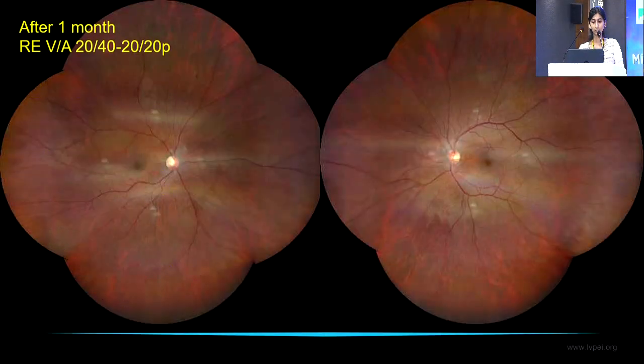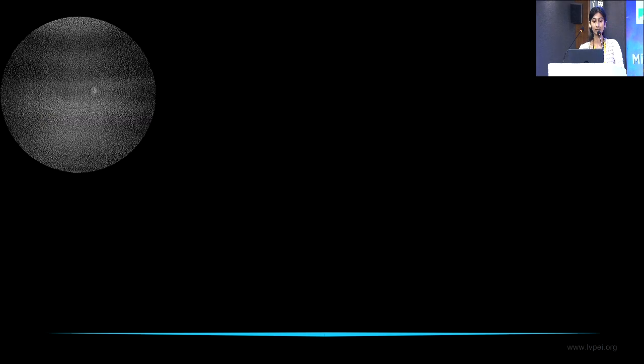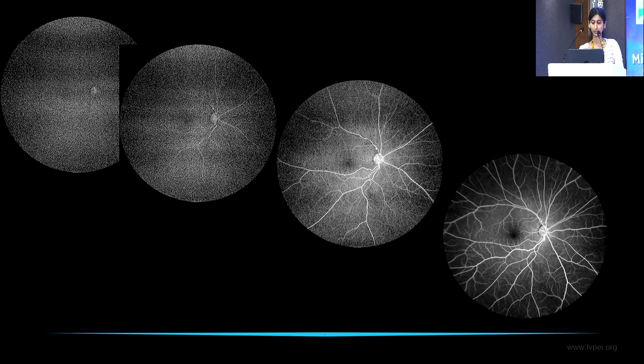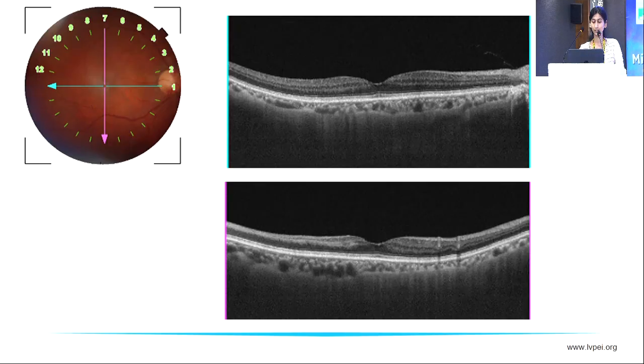So after 1 month, the visual acuity was 20/40 to 20/20 partial in the right eye, and there was resolution of the retinal whitening in the right eye. The FFA also showed normal arterial filling in the superior arcade, and also the resolution of the RAM, as can be appreciated. And also in the vertical line scan, as we can see, there is retinal thinning.